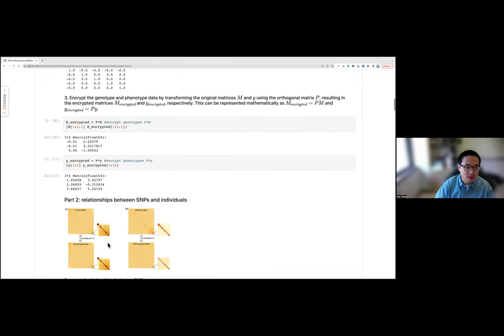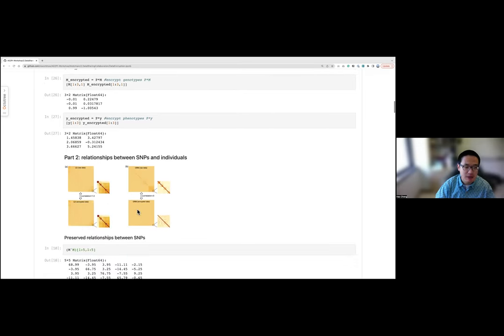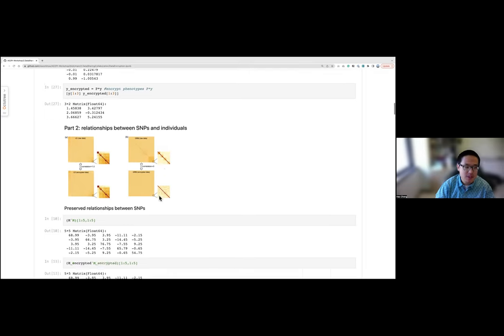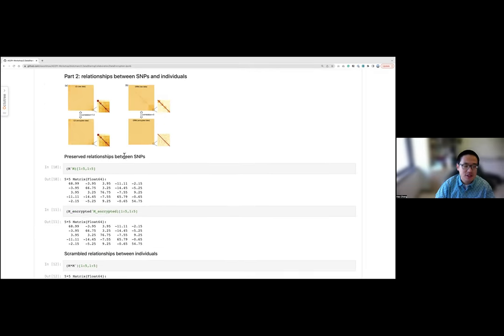Yeah. So for part two, I'm going to validate what I told you in my slide. In terms of the relationships between SNPs, basically the LD matrix, they are the same. And the relationship between individuals, basically the genomic relationship matrix, they are different. The correlation is almost equal to zero. For the LD matrix, it's really just M transpose M.